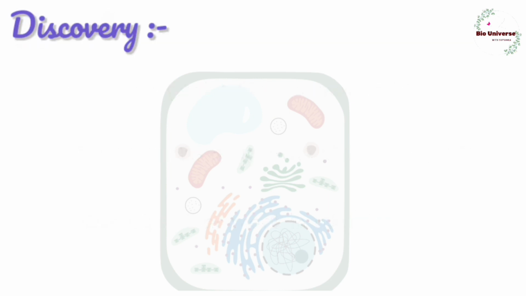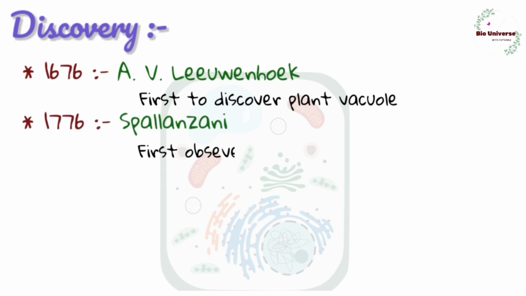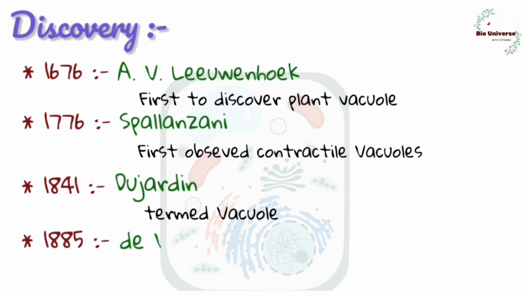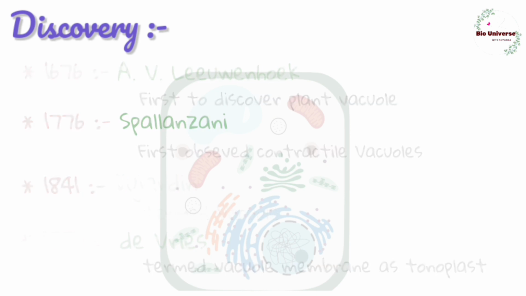Discovery of vacuoles. The plant vacuole was first discovered in 1676 by a Dutch scientist, A.V. Leeuwenhoek. In 1776, Spallanzani was the first to see the star-shaped contractile vacuole in protozoa. In 1841, Dujardin gave them the name vacuole. In 1885, the scientist de Vries named the vacuole membrane as tonoplast.